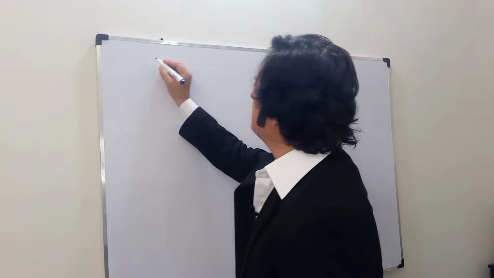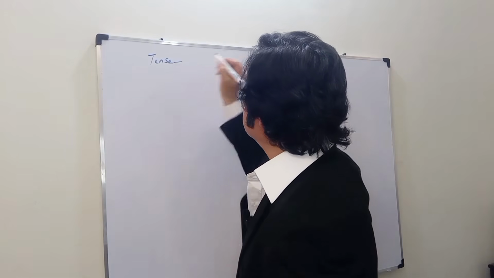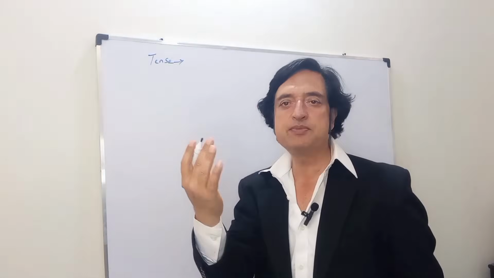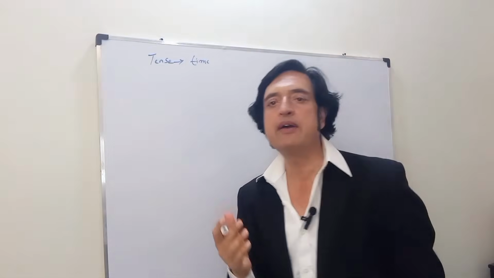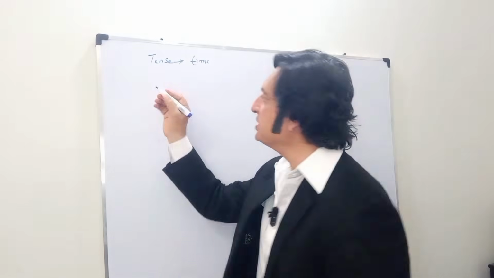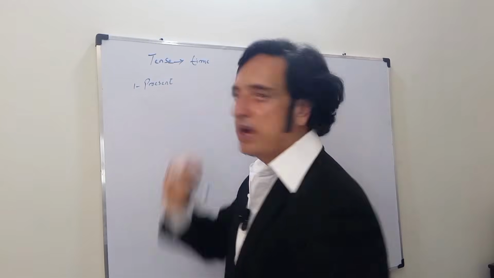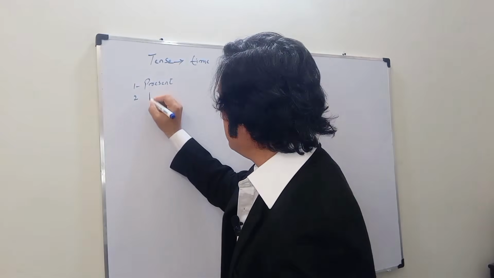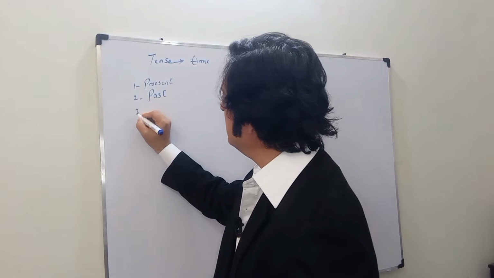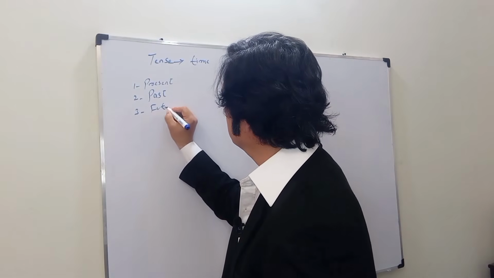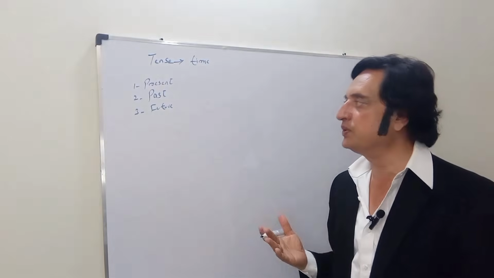All right, so I just write it down here, tense. Tense means time. And we have three times. Number one, which is called present. Number two, past, which is already gone. Number three is future. So we have three times: present, past, and future.